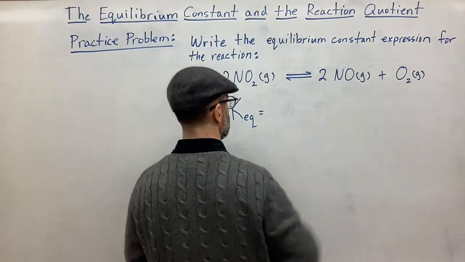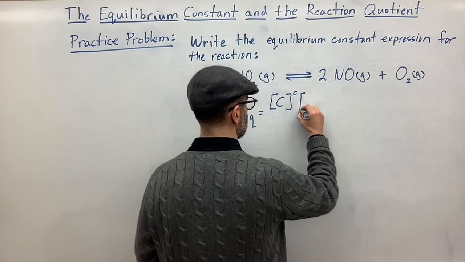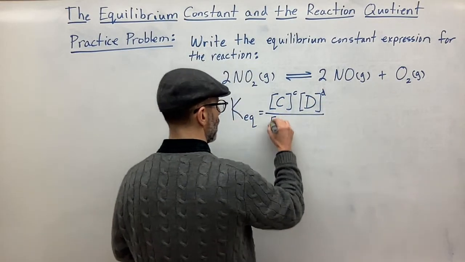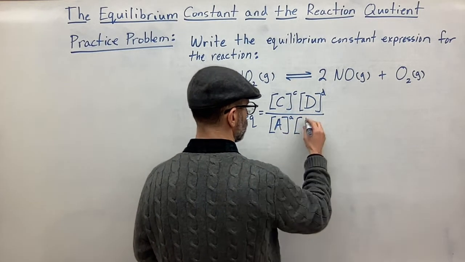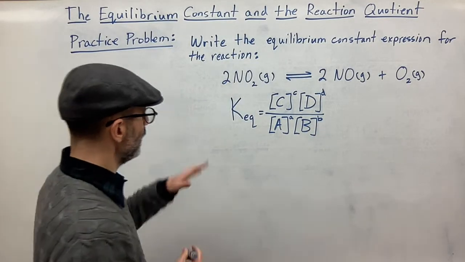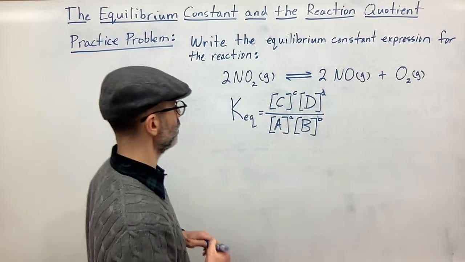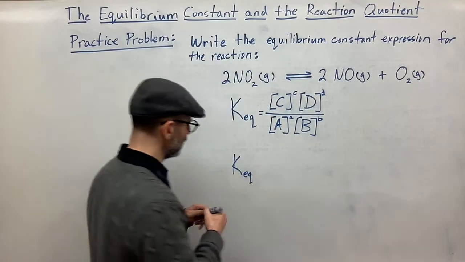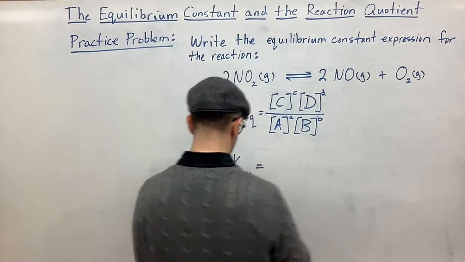the products over reactants, so it would be the concentration of C raised to the C power multiplied by the concentration of D raised to the D power, over the concentration of A raised to the A power, and that is also multiplied by the concentration of B raised to the B power. And so this is the generic form. So if we apply this to our equation here, then we write KEQ or just K, same thing.